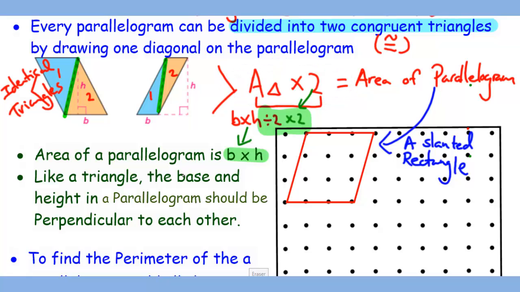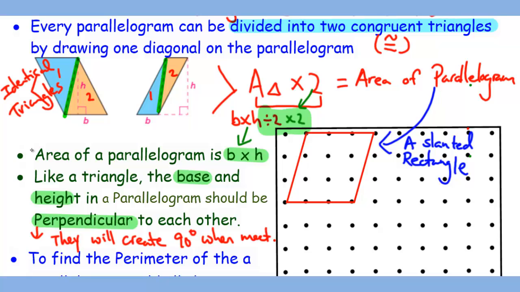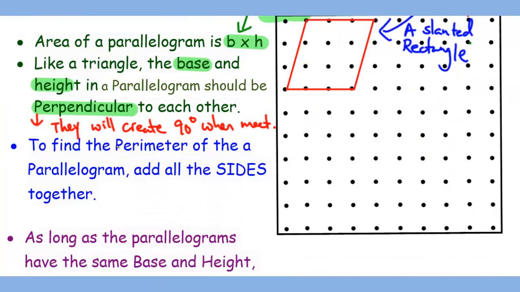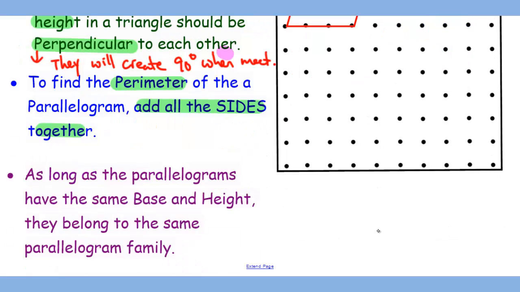Now, like a triangle, the base and height of a parallelogram need to be perpendicular to each other, meaning that they need to create a 90-degree angle when they meet. Now, to find the perimeter of a parallelogram, we can basically add all the sides together. The last thing that we need to go over is that as long as the parallelograms have the same base and height, they belong to the same family.